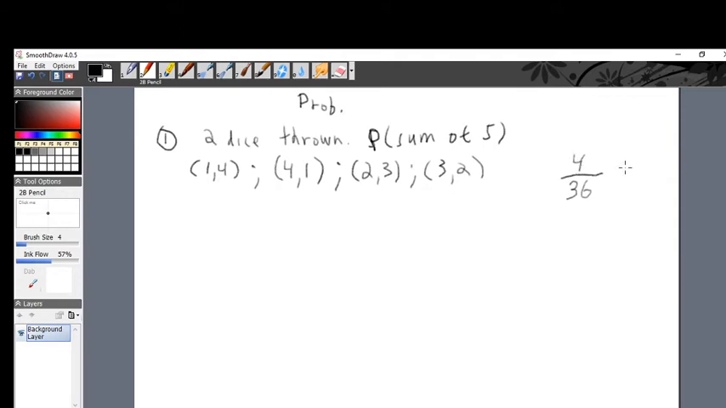And now, 4 out of 36 chances of winning this game, getting a sum of 5. We have to reduce. Whenever you can reduce, you must reduce a fraction. 4 is divisible by 4, you get a 1. 36 is divisible by 4, you get a 9. And there is the final answer to problem number 1. The probability of getting a sum of 5 is 1 over 9.